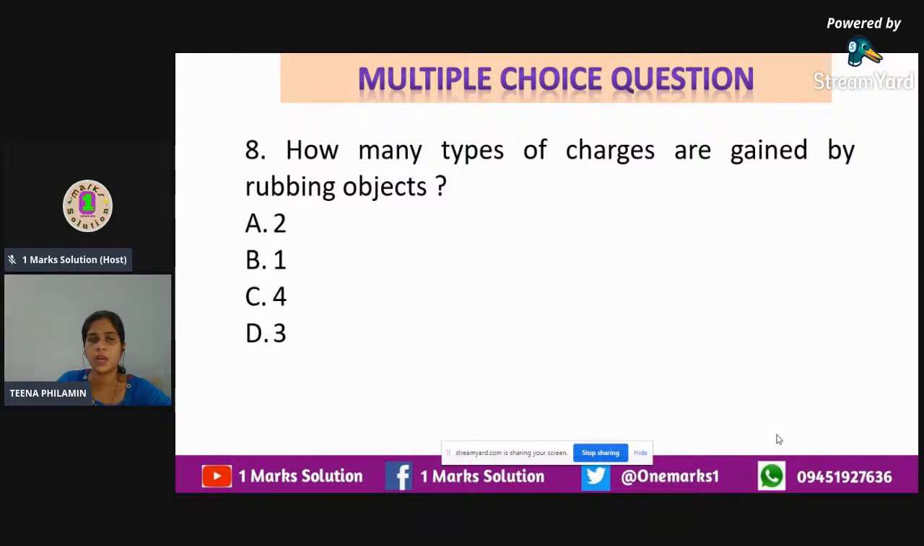Then the eighth question, how many types of charges are gained by rubbing objects? We know that by rubbing, two types of charges are created, positive charge and negative charge. So two types of charges are gained by rubbing two objects. That is, static charges are two, positive charge and negative charge. So the answer is A, 2.